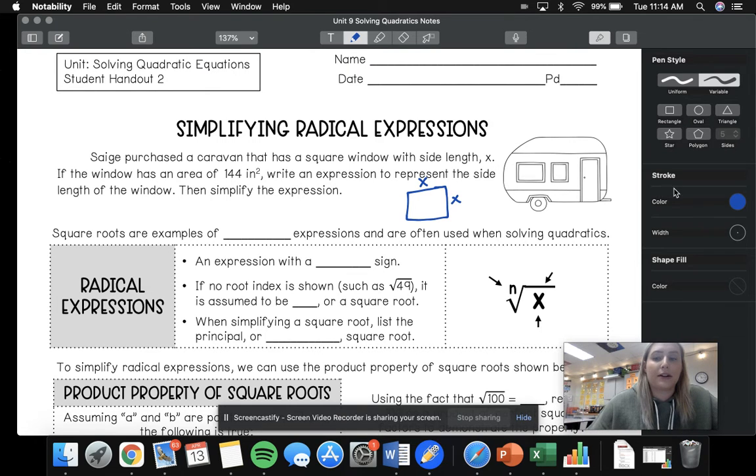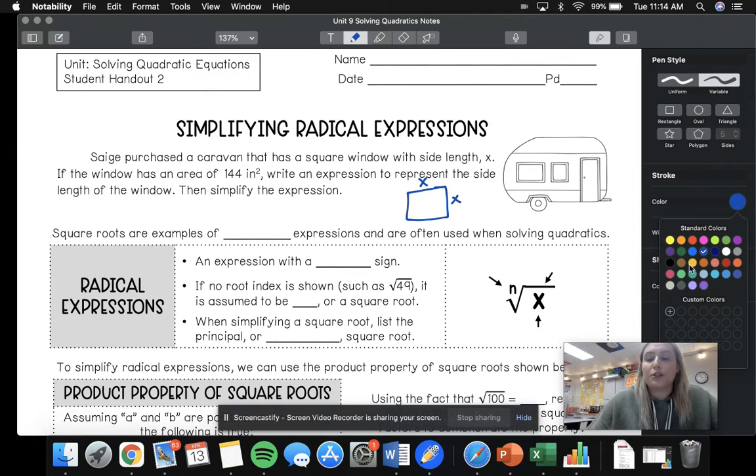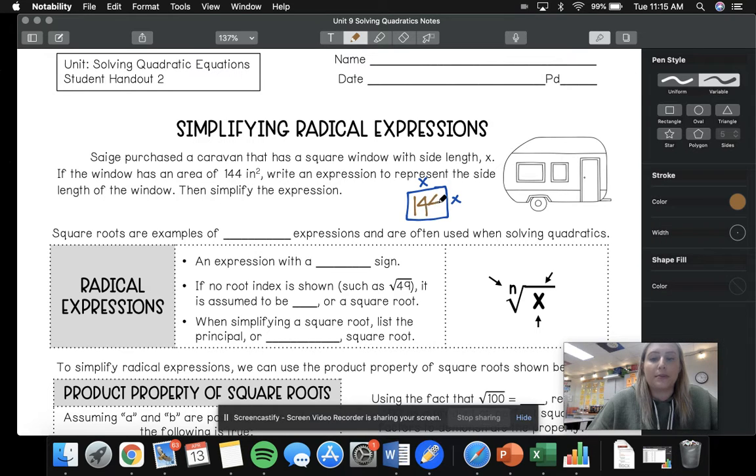It also says that the area is 144 square inches. Area is the inside, so we know that the area, or the inside, is 144. To figure out the side length, we ask: what number times itself would equal 144? The answer is 12, because 12 times 12 does equal 144.